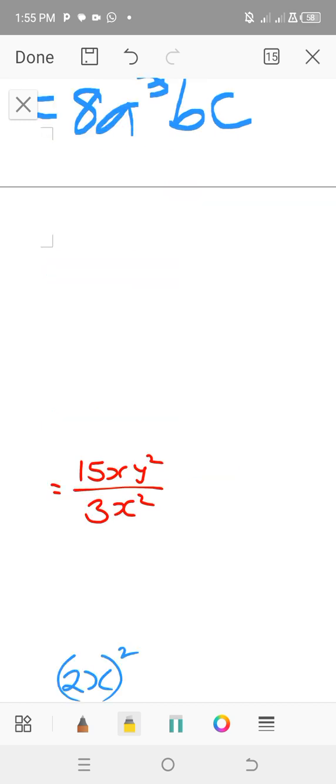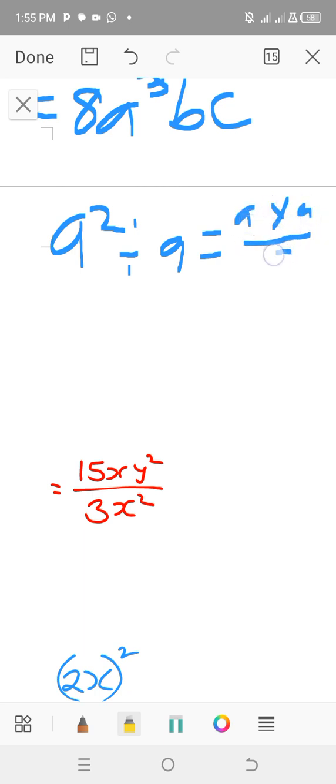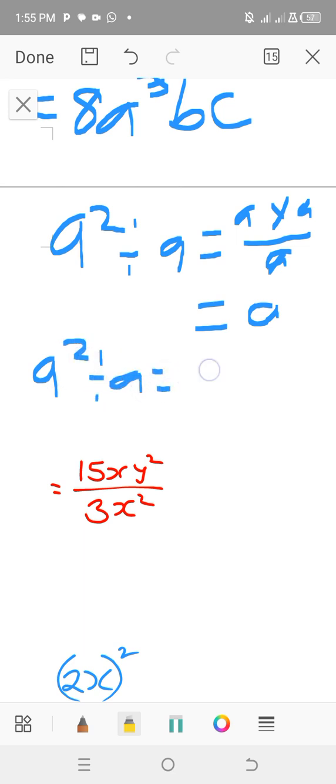Now let's look at if you have division, like you have a raised to the power 2 divided by a. So this is like a times a all over a. So a will cancel a. So you are left with a. So you can just solve this by saying a raised to the power 2 divided by a is the same thing as a raised to the power 2 minus 1, and that gives you a. So for division, you use subtraction.